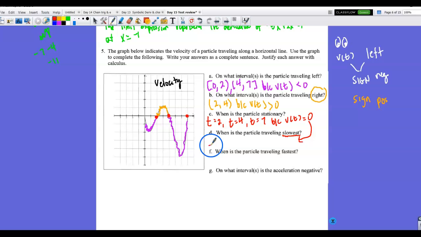Letter F, to contrast that, if we're looking for when the particle is traveling the fastest, remember we are looking for the most extreme y value on V of t, the most extreme velocity. So our candidates are here, that's a low y value, here that's a high y value, and here is a low y value, and obviously that's the lowest y value.